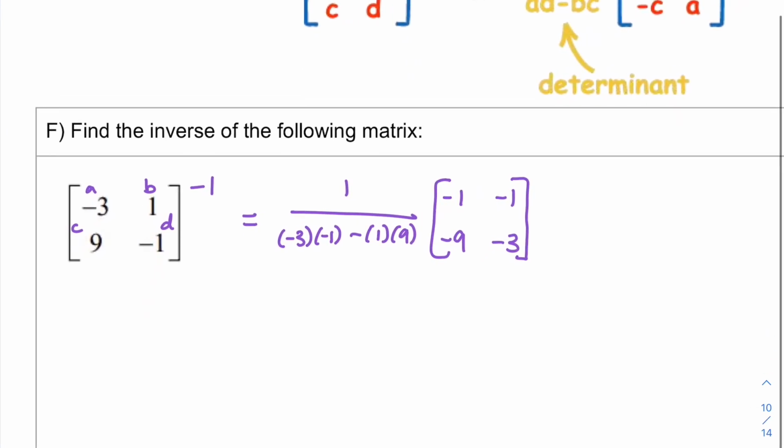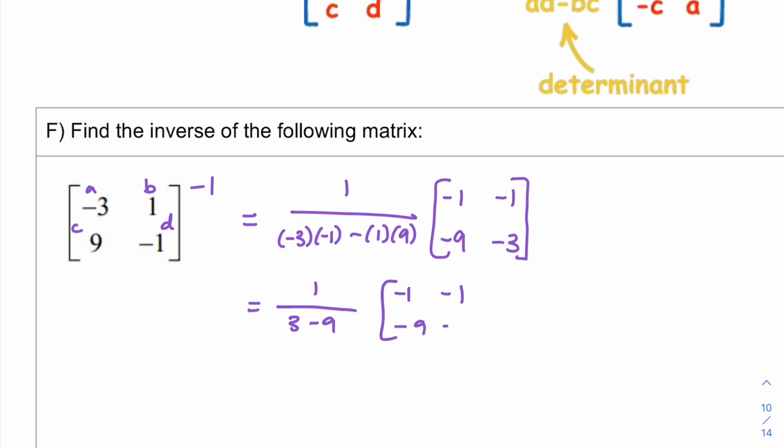Then it's just a matter of simplifying the determinant and finding out what you would get after the scalar multiplication. So if I go through and simplify that determinant, I have 1 over 3 minus 9, and I'm going to multiply that by that matrix that I already moved everything around in. So 1 over negative 6 times all of that stuff. And then you do want to go ahead and do the scalar multiplication. So you're going to take negative 1/6 and multiply it by negative 1, negative 1, negative 9, and negative 3.